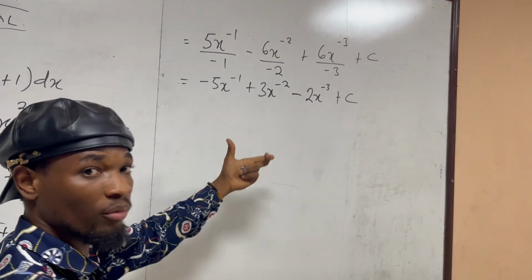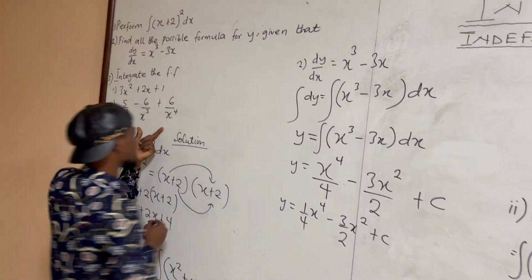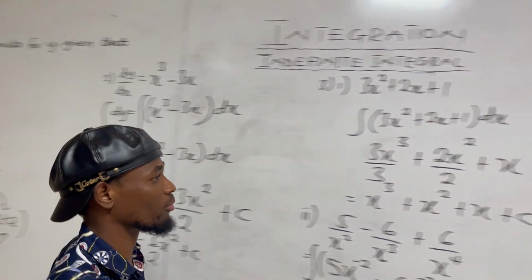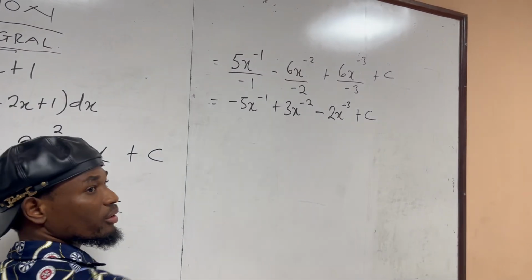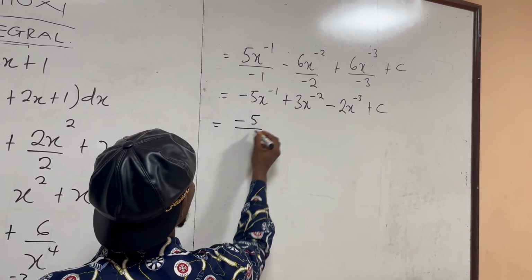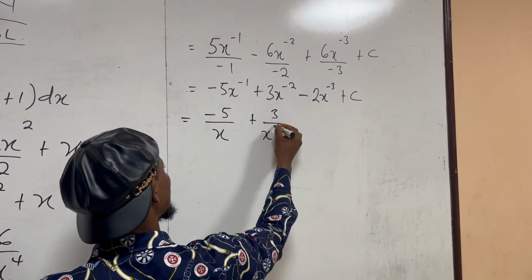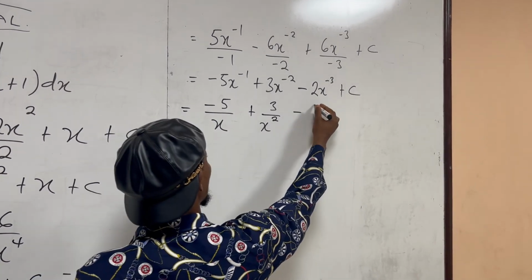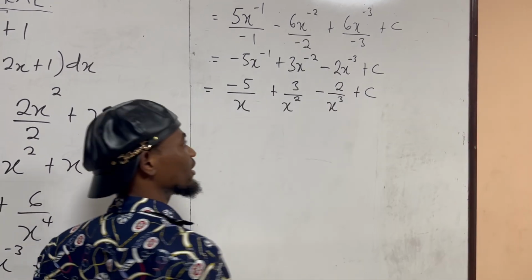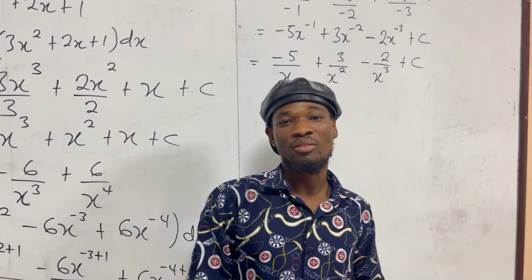You can still go further because the original question, viewers, was given in fraction form. So we can still convert this to a fraction. This is the same as negative 5 over x, plus 3 over x to the power positive 2, minus 2 over x to the power positive 3, plus my constant of integration. Viewers, this is the end of the tutorials.